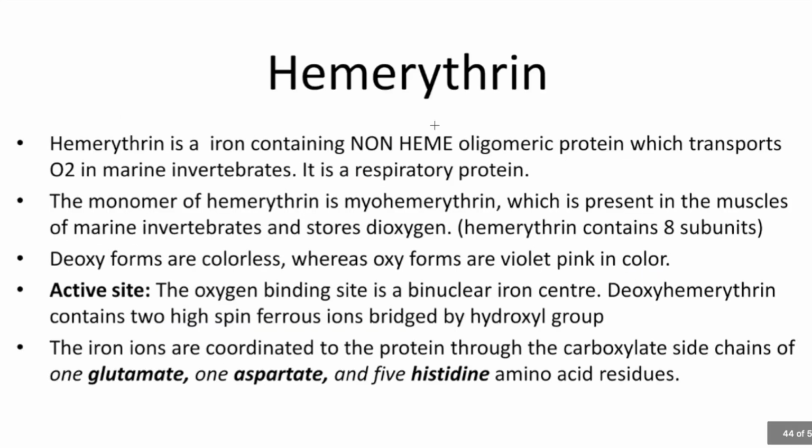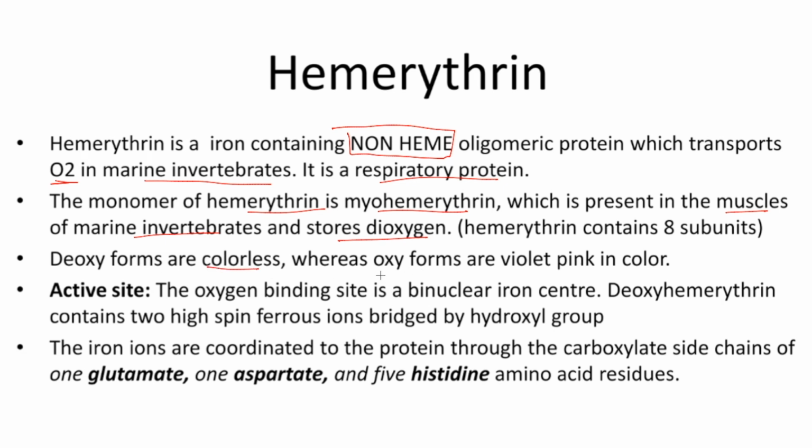Now let's talk about hemerythrin. So hemerythrin is an iron containing non-heme oligomeric protein which transports oxygen in marine invertebrates. It's a respiratory protein, that means it transfers oxygen. Remember, respiratory protein means proteins which transfer oxygen. The monomer of hemerythrin is myohemerythrin, which is present in the muscles of marine invertebrates and stores dioxygen. Just like hemoglobin and myoglobin, they are working in the marine invertebrates. So just like hemoglobin, there is hemerythrin, and just like myoglobin, there is myohemerythrin.